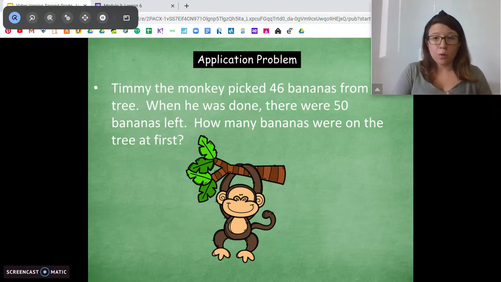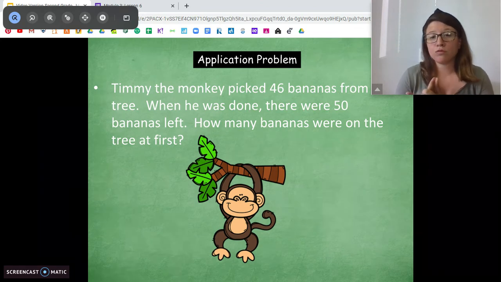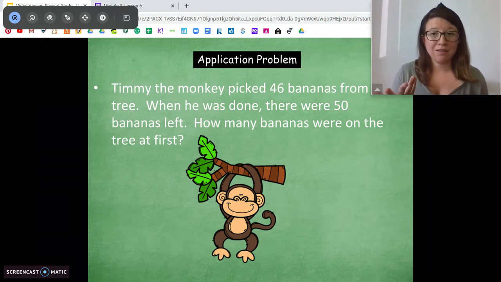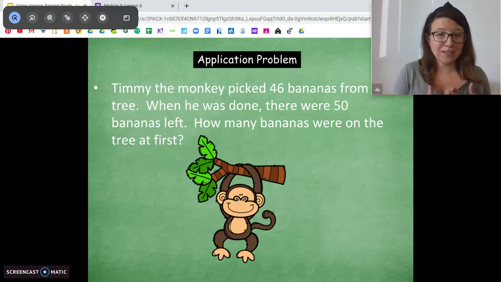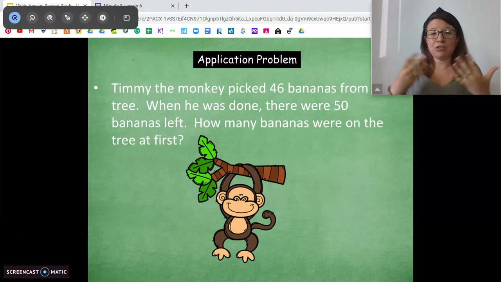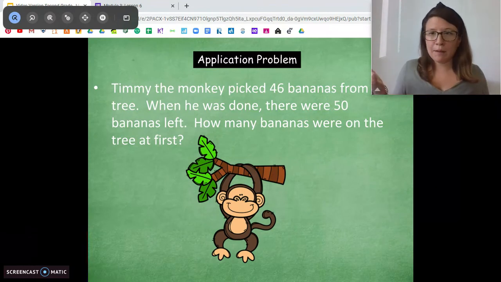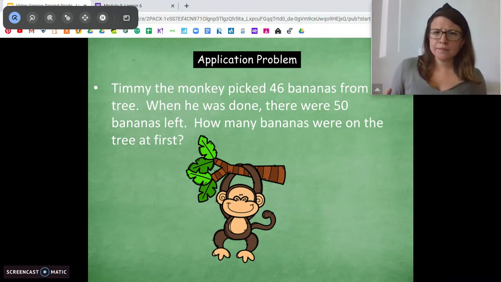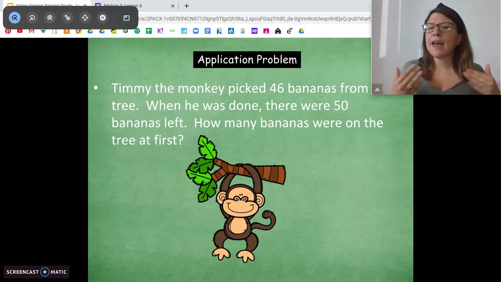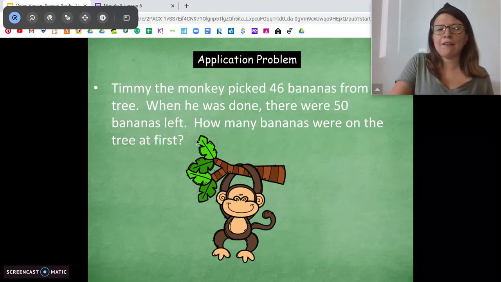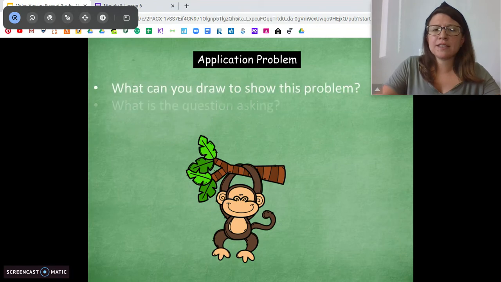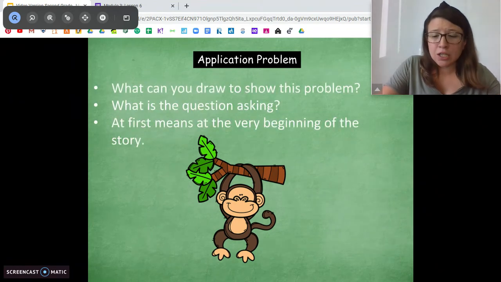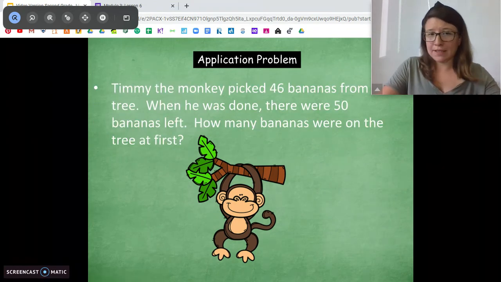Okay, so I'm thinking to draw. We could maybe draw tens and ones, draw the numbers out so that we can figure it out, so we can see the numbers. You might be thinking we could draw bananas. You might be thinking we can just write a number sentence. Whatever your answer is, that's totally good. What's the problem asking us? It says how many bananas were on the tree at first. So at first is telling us in the beginning. So before Timmy picked any bananas.